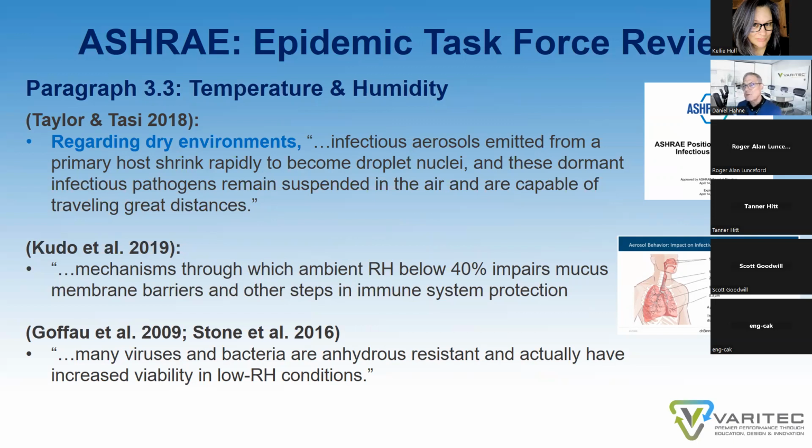The Kudo study of 2019 goes on to state the mechanisms through which ambient RH below 40% impairs mucous membrane barriers and other steps in the immune system protection. That is to say, the drier the air, the more viscous the mucous membranes of our lungs become, and the less efficient our immune system becomes in allowing ingested contaminants and pathogens in our lungs to be evacuated through mucus flow.